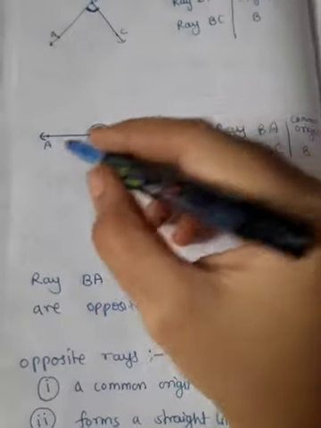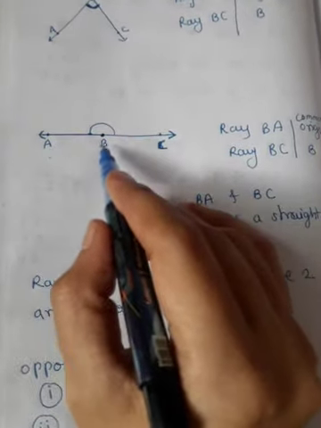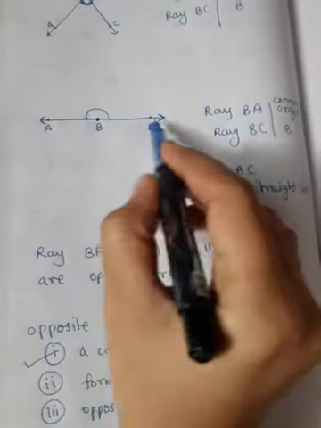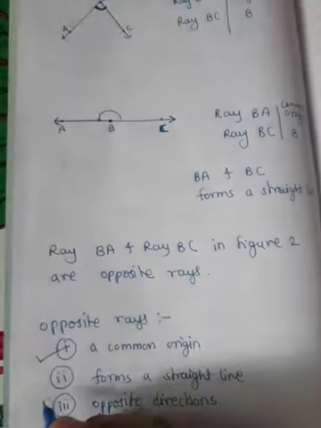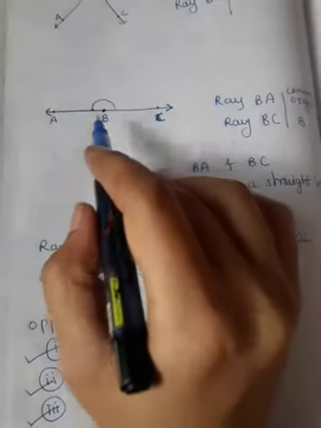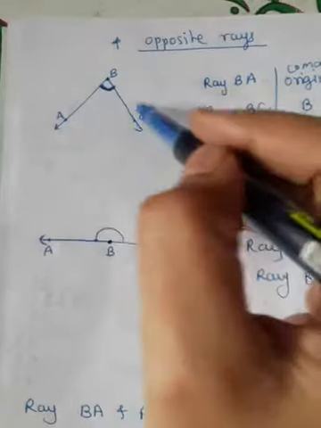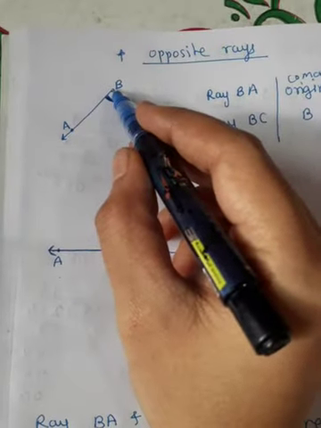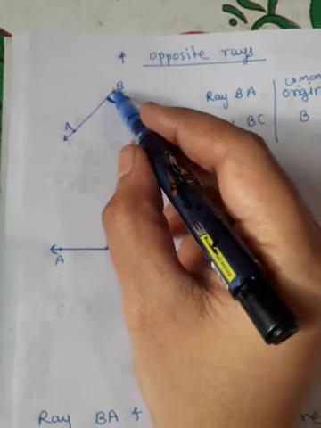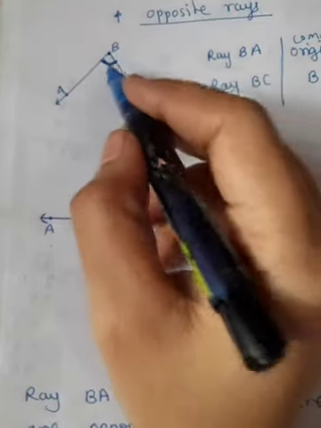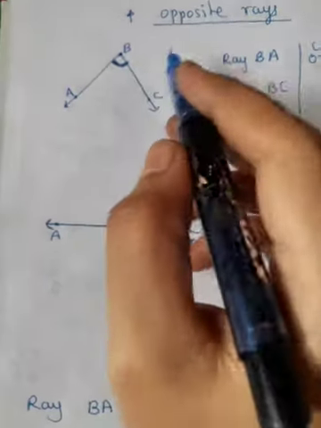So in this figure the rays BA and BC have a common origin, also they form a straight line, and also they are in opposite directions, so we can say that rays BA and BC are opposite rays. But in figure 1, rays BA and BC are not opposite rays. What is the reason? They have a common origin, so they satisfy only one condition, but they do not satisfy the remaining two conditions. They do not form a straight line, and also they are not in opposite directions.